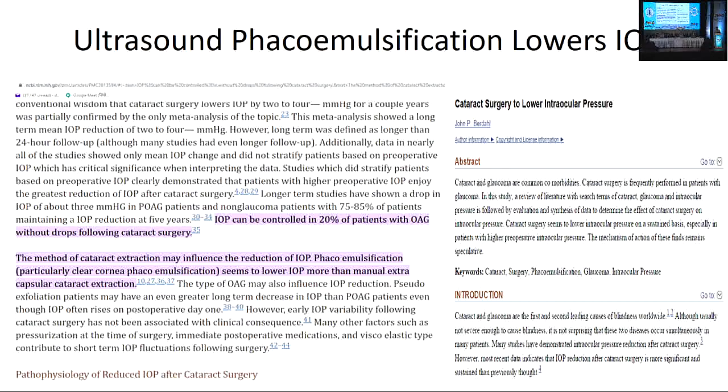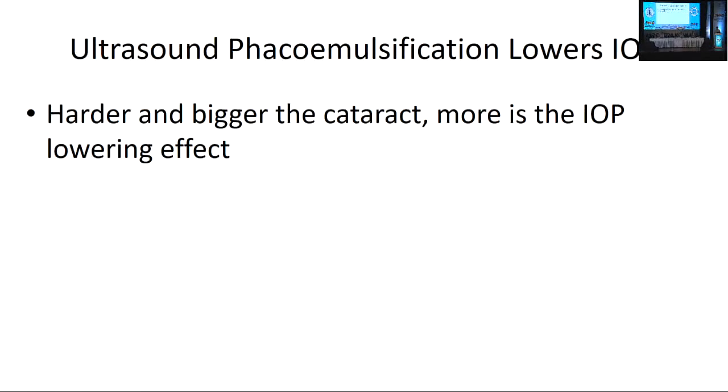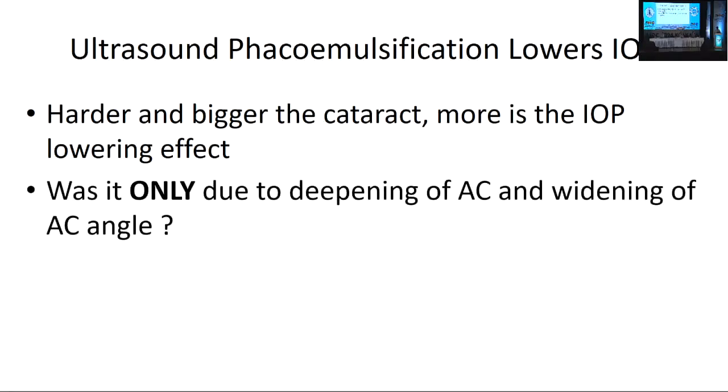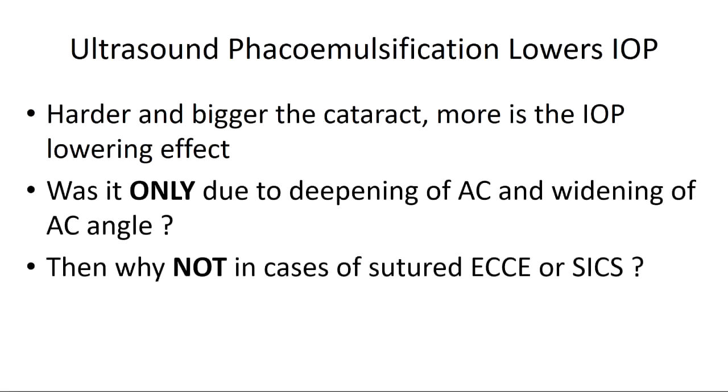Phacoemulsification lowers the intraocular pressure. We also know that the harder and bigger the cataract, the more is the IOP lowering effect. Is it only due to deepening of the anterior chamber and widening of the AC angle? Then why does this not happen in cases of sutured ECCE or SICS?